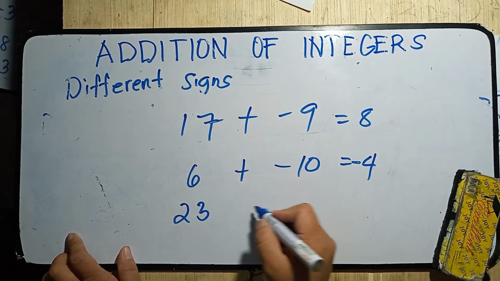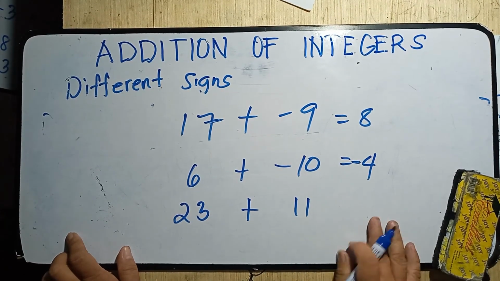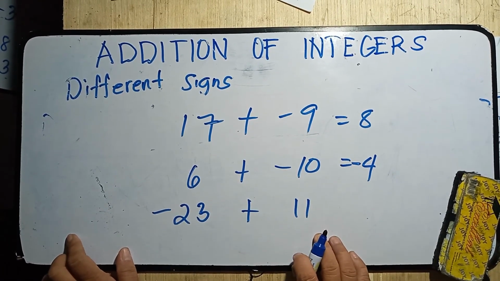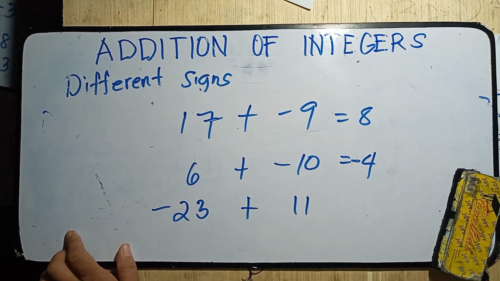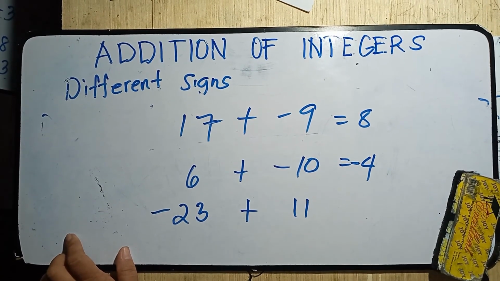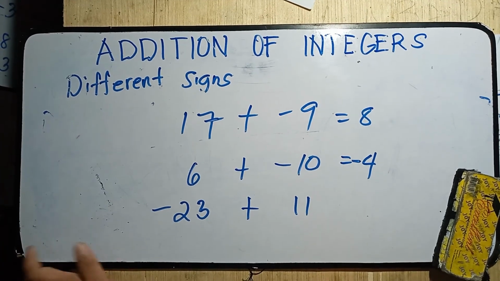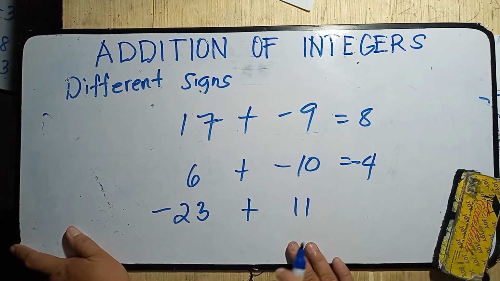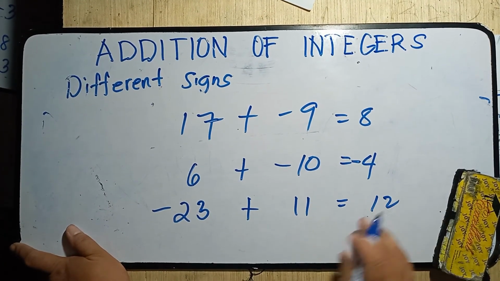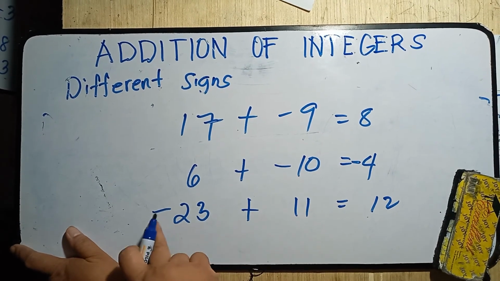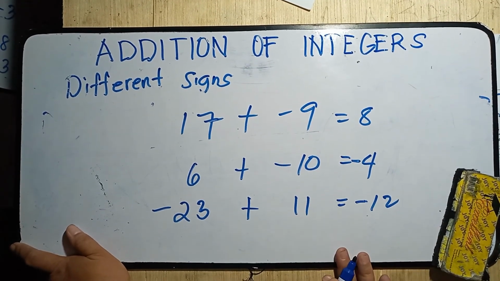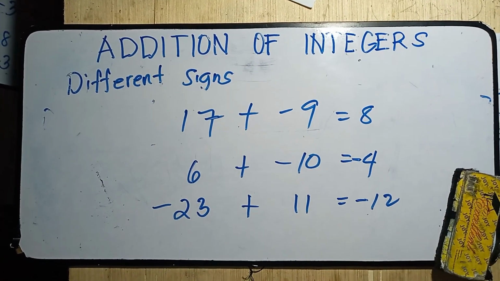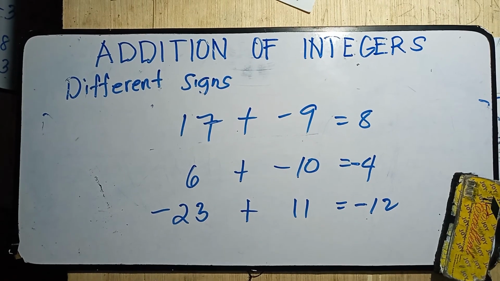Isa pa. Negative 23 plus 11. Okay? So, ano yung mas mataas ang absolute value? 23. Okay? So, 23 minus 11. So, that is 12. Then, kunin mo yung sign ni 23. So, yun lang. Okay? So, that's how to add integers having different signs.